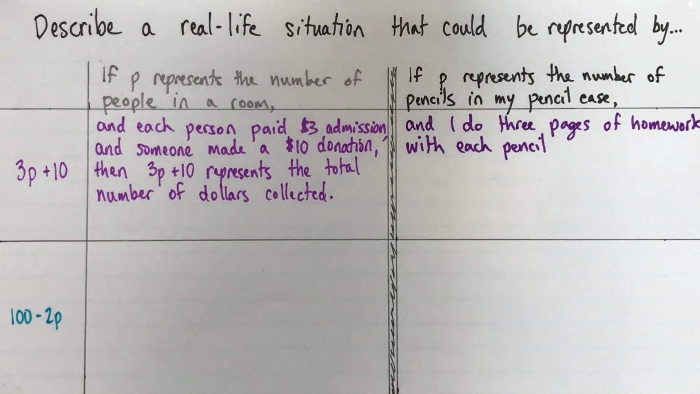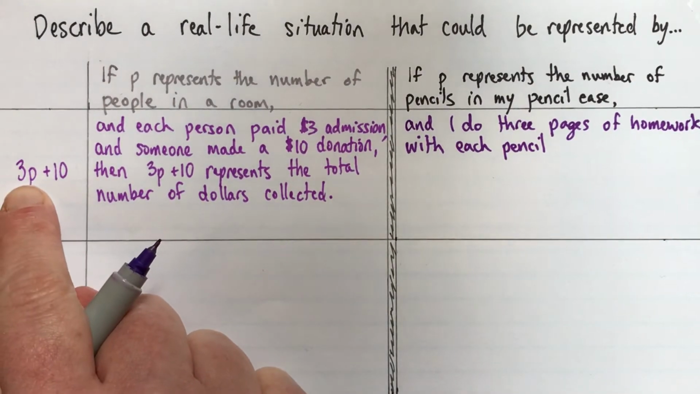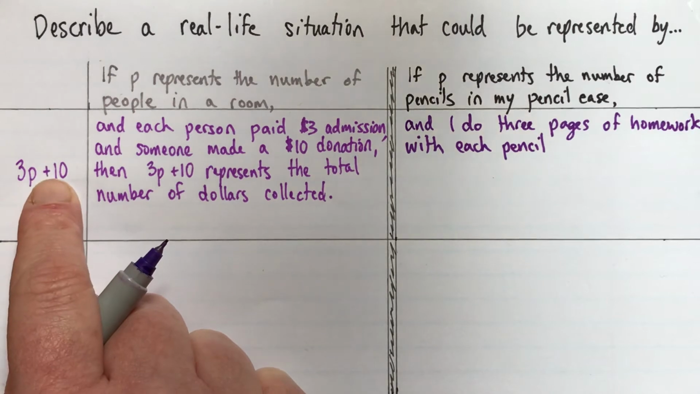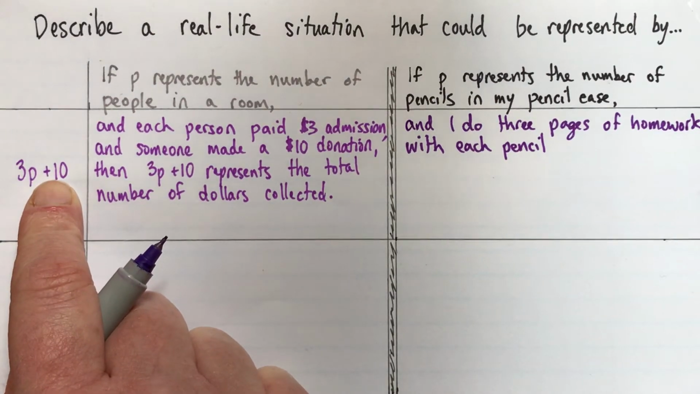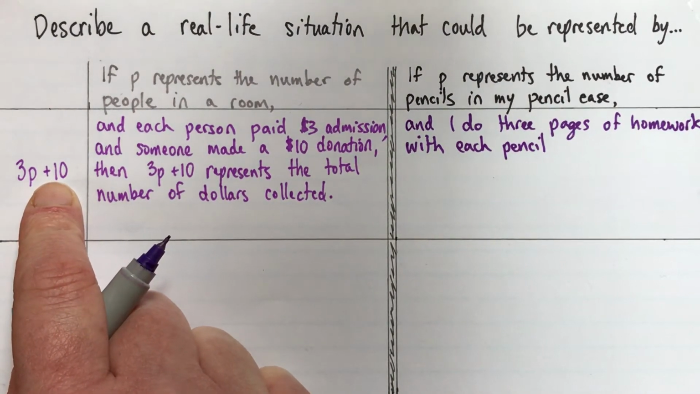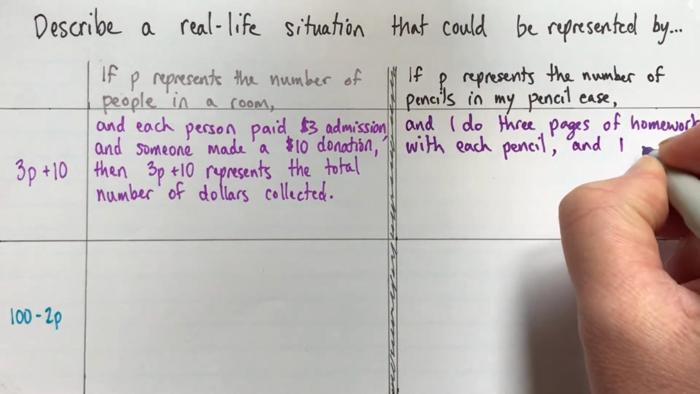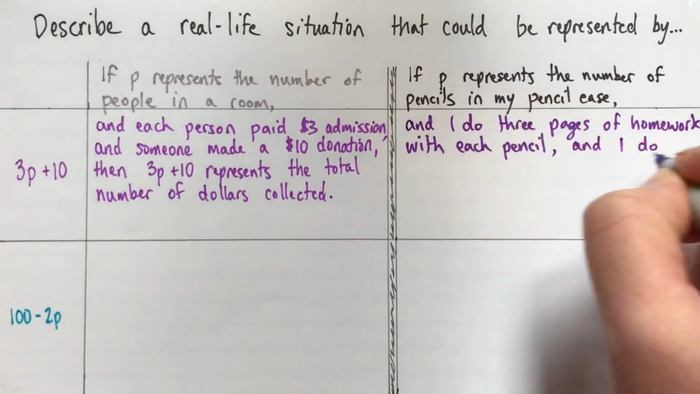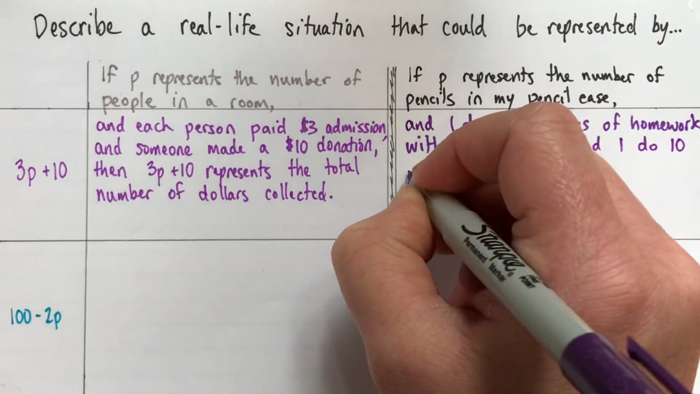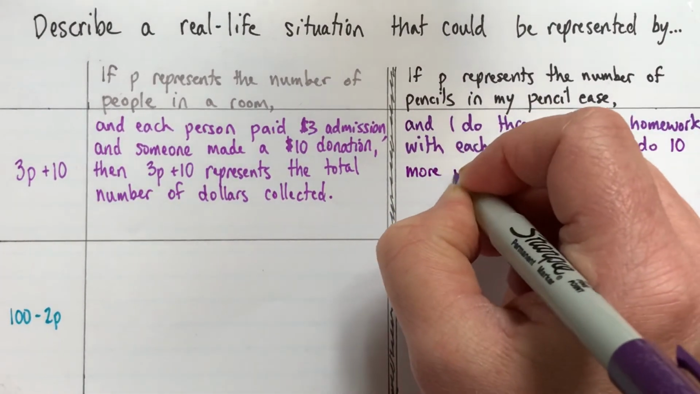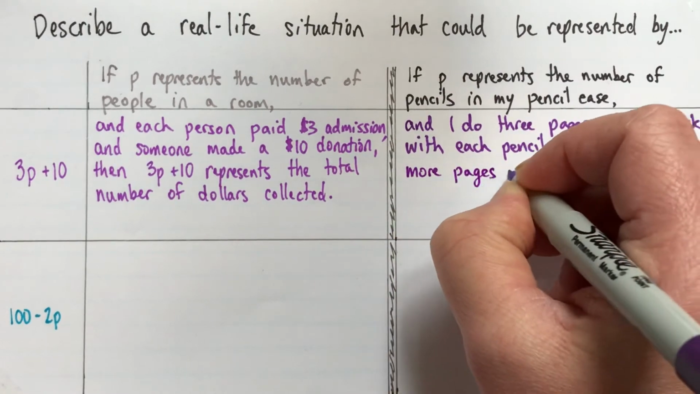Okay, so now we need to come up with a reason. We've got our 3 times p, that's how many pages are done. We need 10 more, but we don't have any pencils left. Oh, we could just do 10 more in pen. That'll work. And I do 10 more pages in pen.